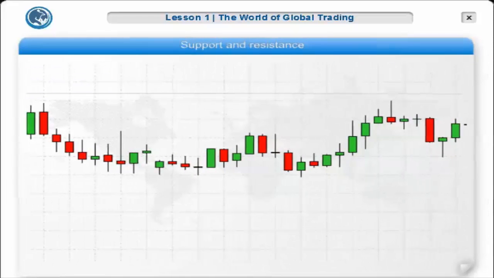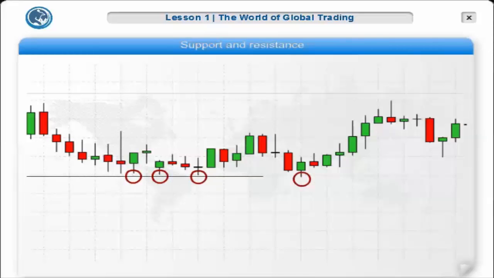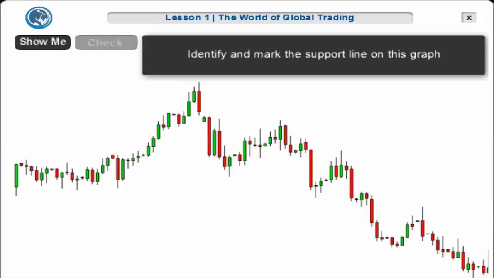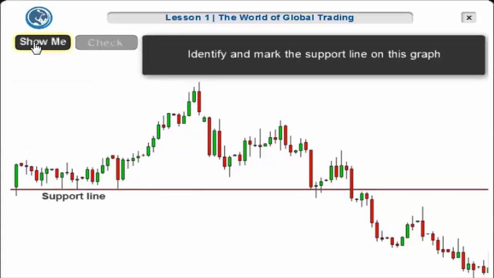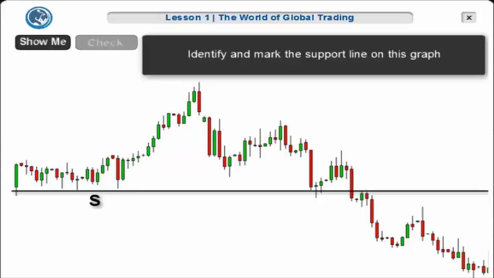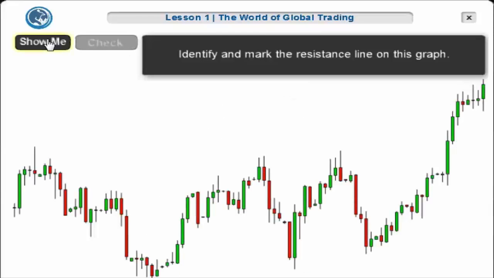The support level is the lowest price level that the market has reached. When a trough is repeated several times, a straight line can be drawn between the troughs. This line represents the support line. The resistance line is the opposite, a line that passes between the peaks reached by the market. Find the support line. Find the resistance line.